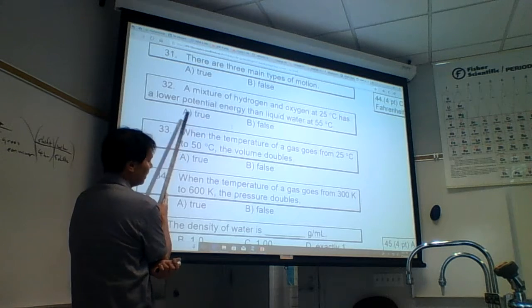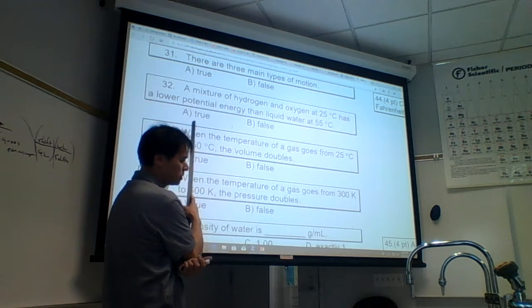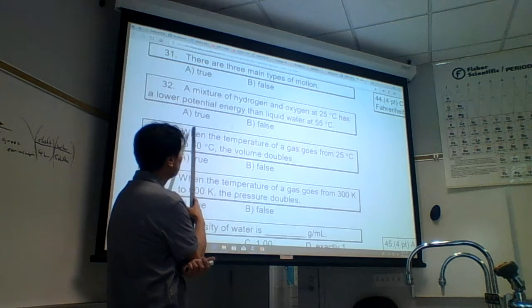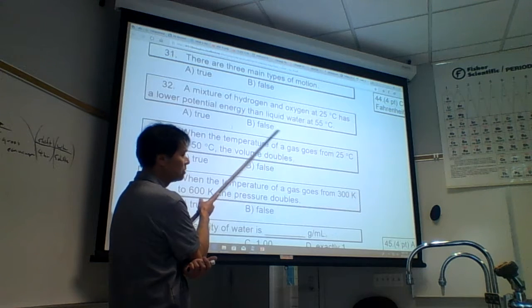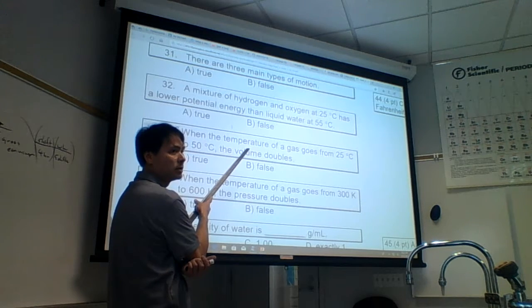Well, I could change this in different ways. So let's look at it in terms of potential energy. If I wanted to make this true, how would I do this? Hydrogen and oxygen, even though it has a lower temperature, should have a higher potential energy. Right? Definitely should have a higher potential energy.